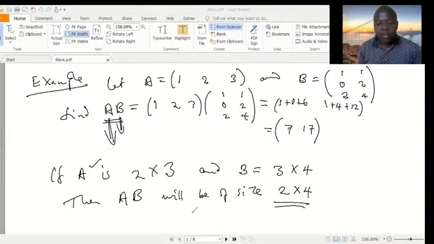So you can easily tell, therefore, because you just take the rows here and take the columns here, and that will give us the size of the new matrix. Let me just give an example.